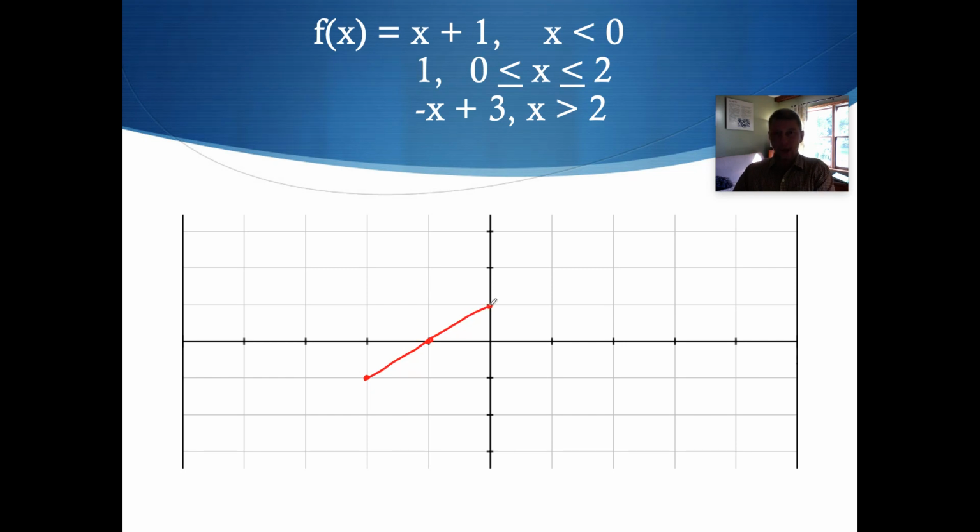Okay. Now, between 0 and +2, the value of f of x is 1. And so we're going to run all the way across to here.